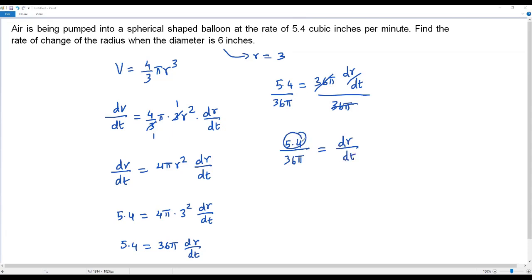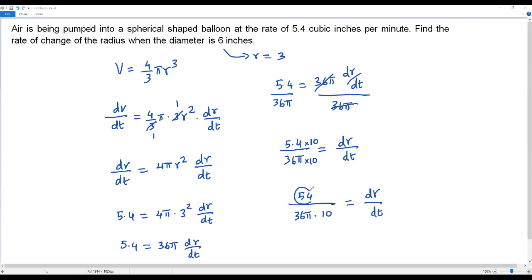Okay, here in the numerator we have a decimal. Let's try to get rid of this decimal point. For that we can multiply both numerator and denominator by 10, so that we will be able to get rid of the decimal point. So let me multiply 10 over here and 10 over here. When I multiply 5.4 by 10, I am getting 54 over 36 pi times 10 equals dr over dt.